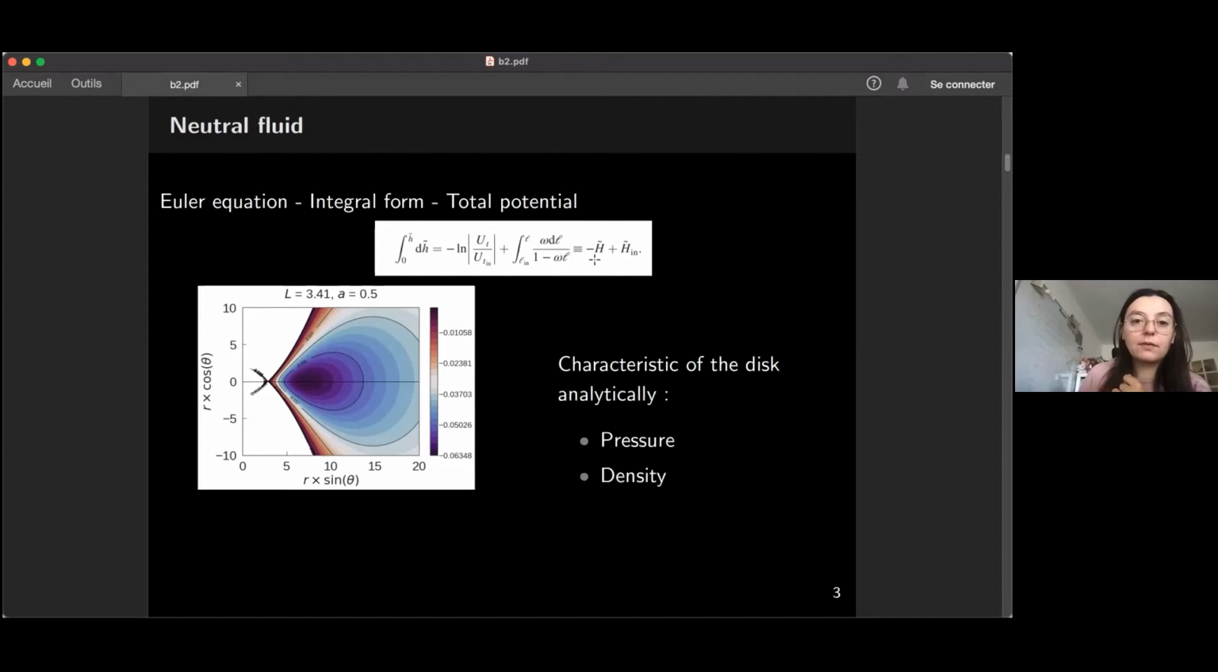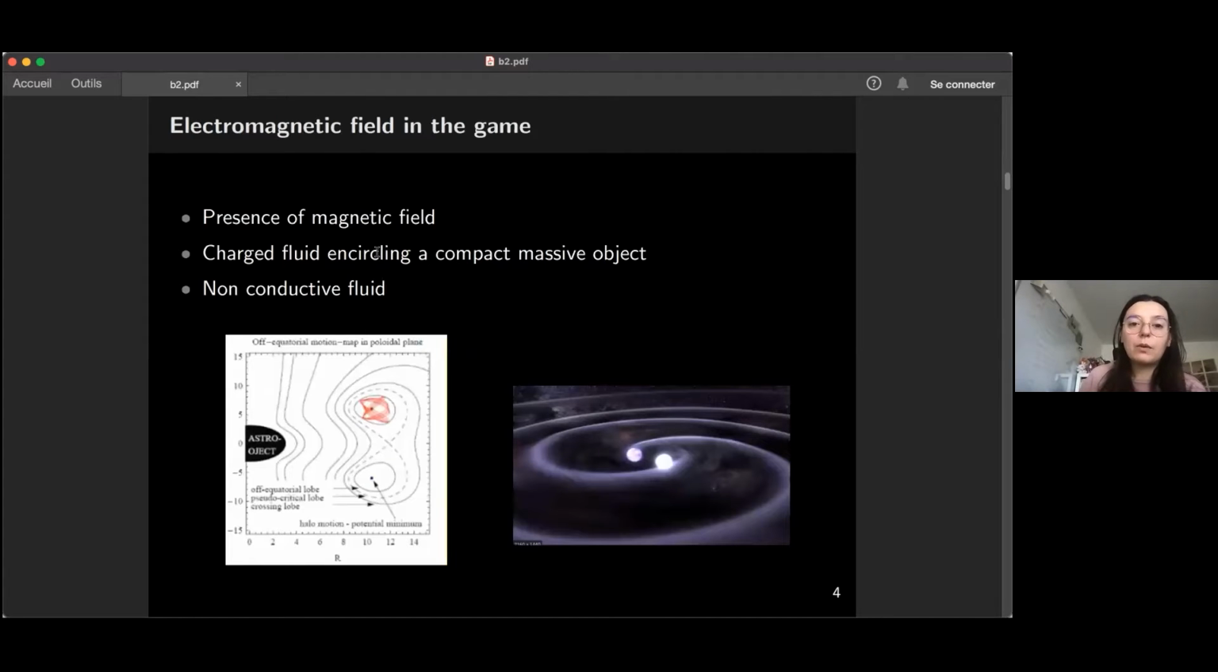But this is for a neutral fluid. What happens when we have the electromagnetic field in the game? When we say presence of a magnetic field, it means that we are now working with a charged fluid, which is encircling a compact massive object. So now our accretion disk is going to be modeled by a charged fluid.